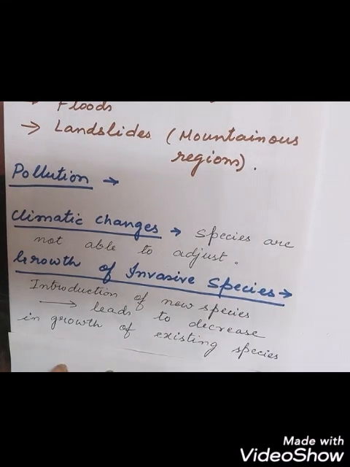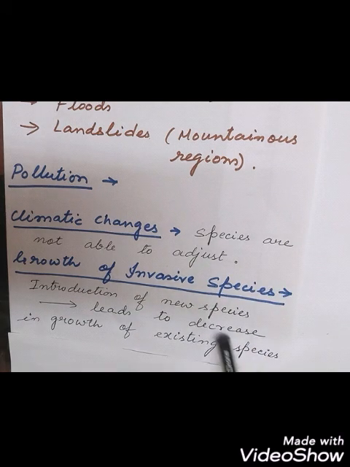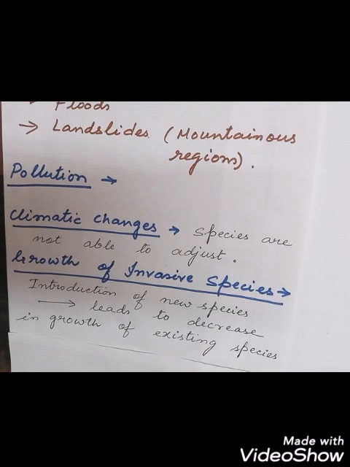So there will be competition, and the invasive species, the new species that is introduced in that place, will keep increasing, and the number of existing species which were in that place from before will start to decrease in number, and then there will be extinction of those existing species. So this is also one of the causes of loss of biodiversity.